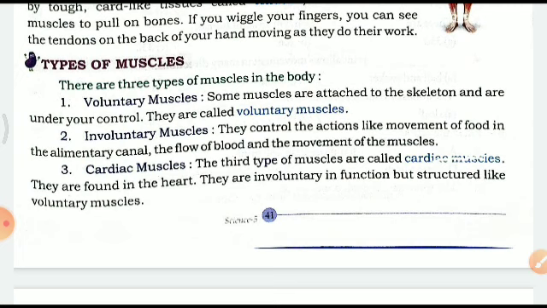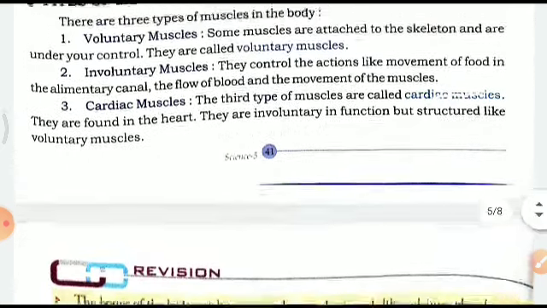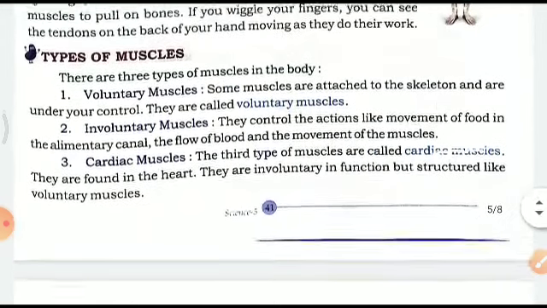And then we have the cardiac muscles. The third type of muscles are called cardiac. They are found in the heart. They are involuntary in function, but are structured like voluntary muscles. So these are the three types of muscles, and with that we come to the end of the chapter.